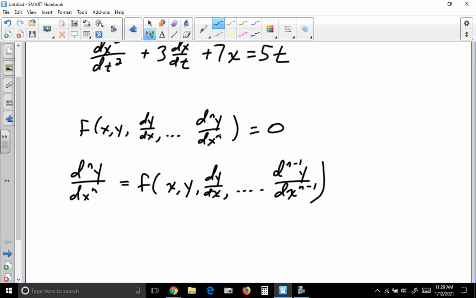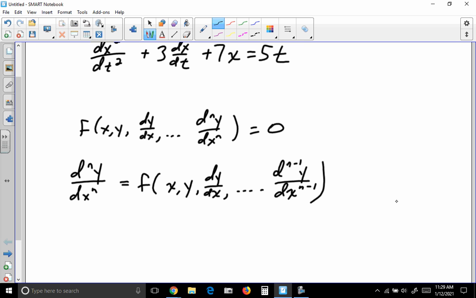Now, we use the expression function loosely because our equation may not pass the vertical line test in that form of the word function. But we have various inputs, various variables and derivatives of our dependent variable.